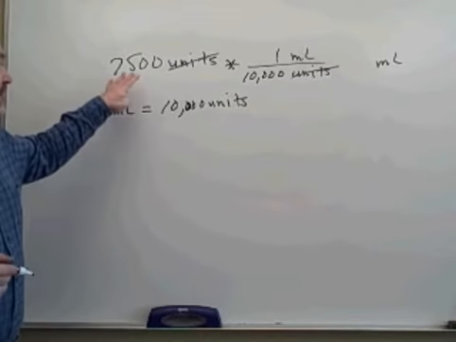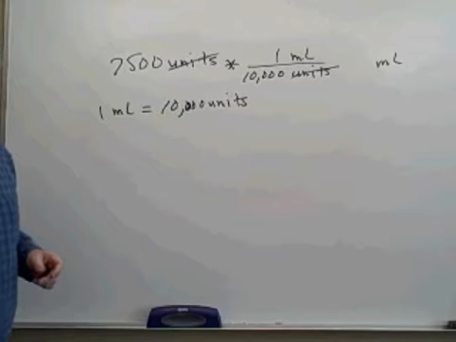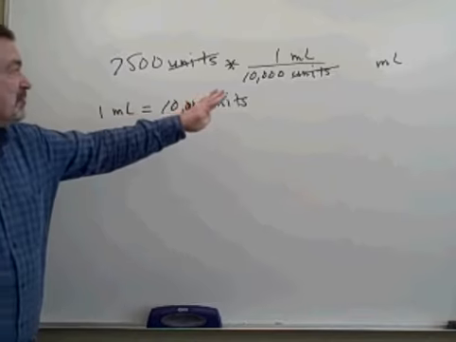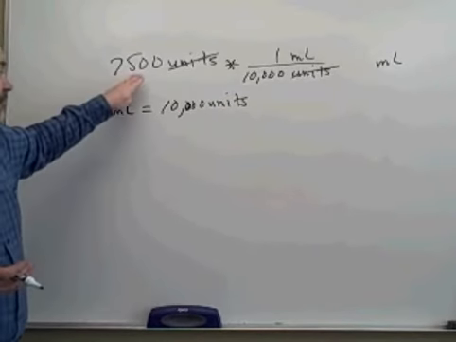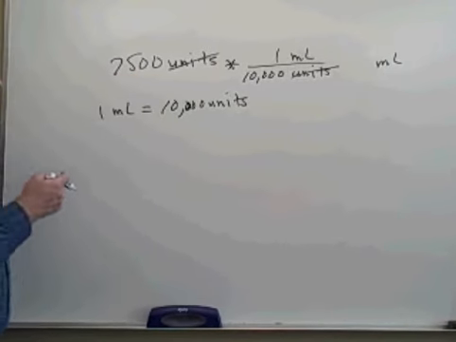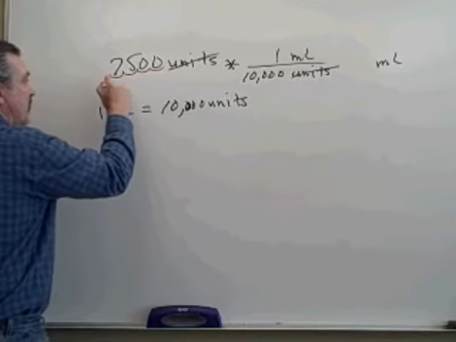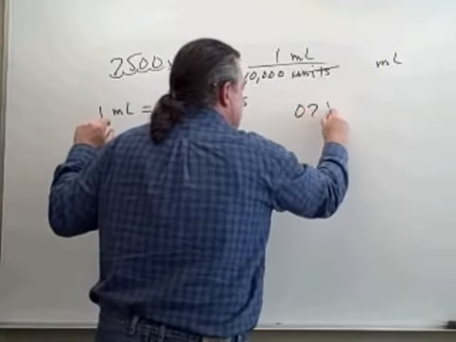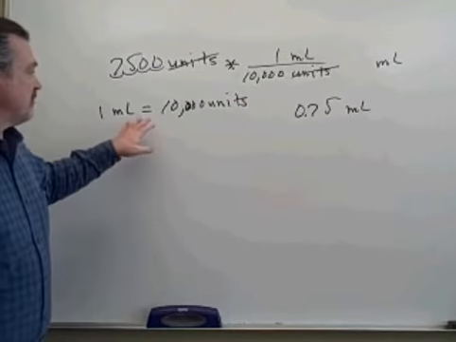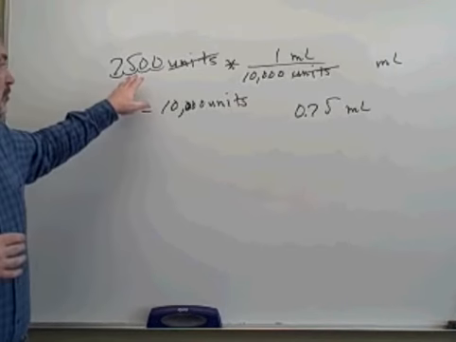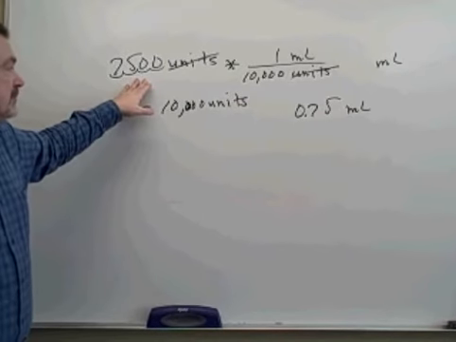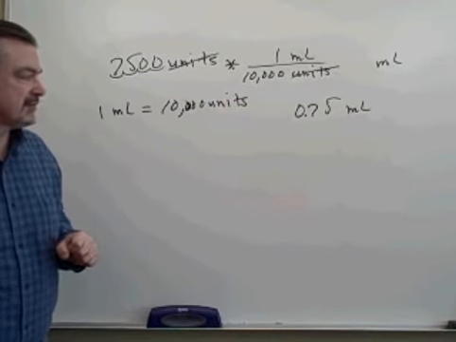And now it's just a matter of taking 7,500 and dividing by 10,000. And you remember the easy way to do that. To divide by 10,000, we simply move the decimal point of the number 4 places to the left. So that would be 1, 2, 3, 4. So the answer is we need 75 hundredths of a milliliter. 75 hundredths of a milliliter of the liquid of this strength would provide 7,500 units of the drug to the patient.